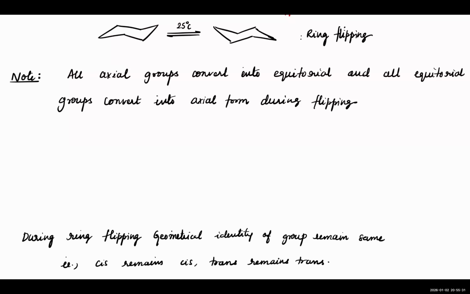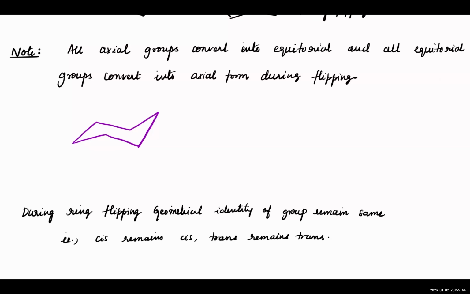Now, in case I draw it in this structural form, you see, the chair would be like this. This is the chair form here, correct? And after the flipping, how does it look? Like this. This is after the flipping, correct?